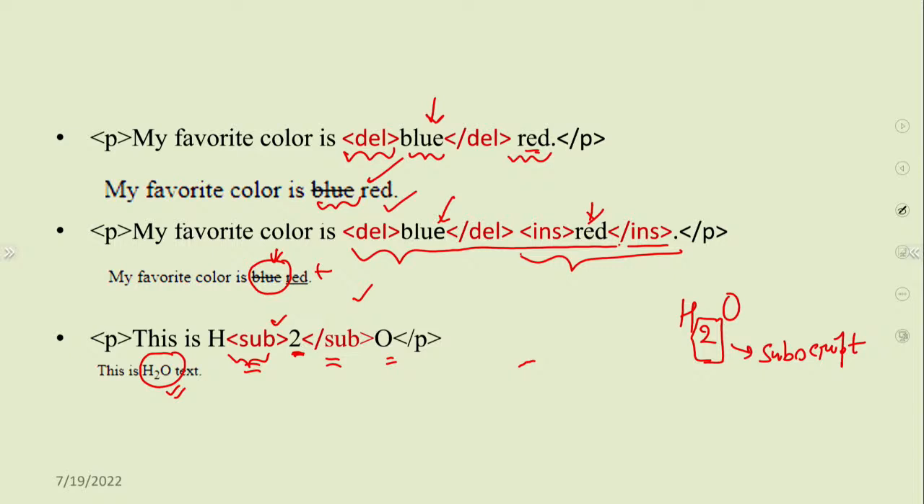Suppose I say write CaCl2, calcium chloride, using HTML. So how will you write? Then Ca, no problem, Cl, no problem. Between the paragraph tag we can write it simply. But after CaCl, I want to make the 2 a subscript. So how will I make it a subscript?